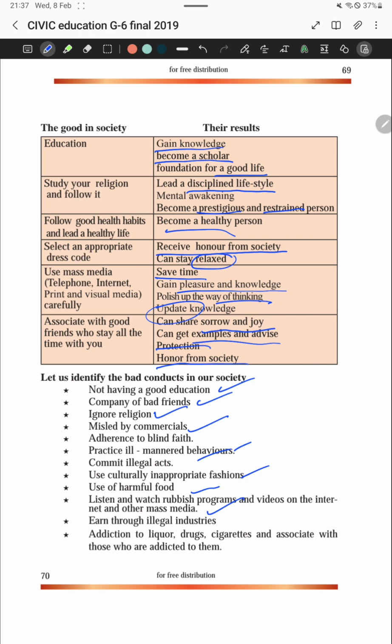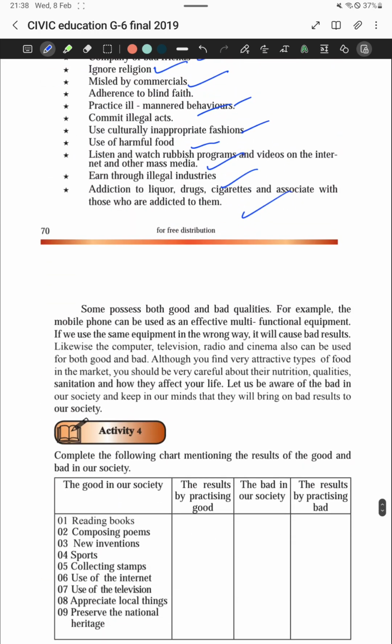At present, with this development of technology, people also earn through illegal industries like toddy, the alcoholic industry, and using cigarettes, and they are preparing drugs, right? Casino, something like that. So don't be with those people, right? Earn through legal industries. Earn means get money from legal industries, right? Addiction to liquor, drugs, cigarettes, and associates. I have told you that that will be a problem for the society. Those are bad behavioral patterns or disciplinary patterns that you can see in a society, right?